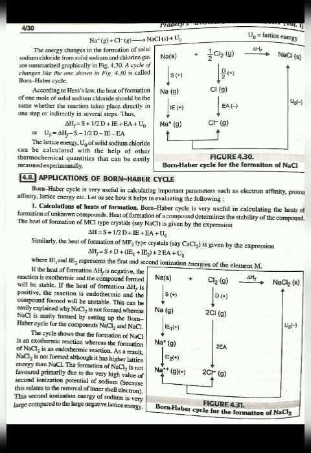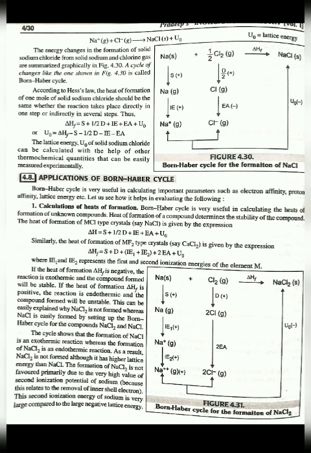Next heading, 4.8 Applications of Born-Haber cycle. Born-Haber cycle is very useful in calculating important parameters such as electron affinity, proton affinity, lattice energy, etc. Let us know how it helps in evaluating the following. First, calculation of heats of formation. Born-Haber cycle is very useful in calculating the heats of formation of unknown compounds. Heat of formation of a compound determines the stability of the compound.